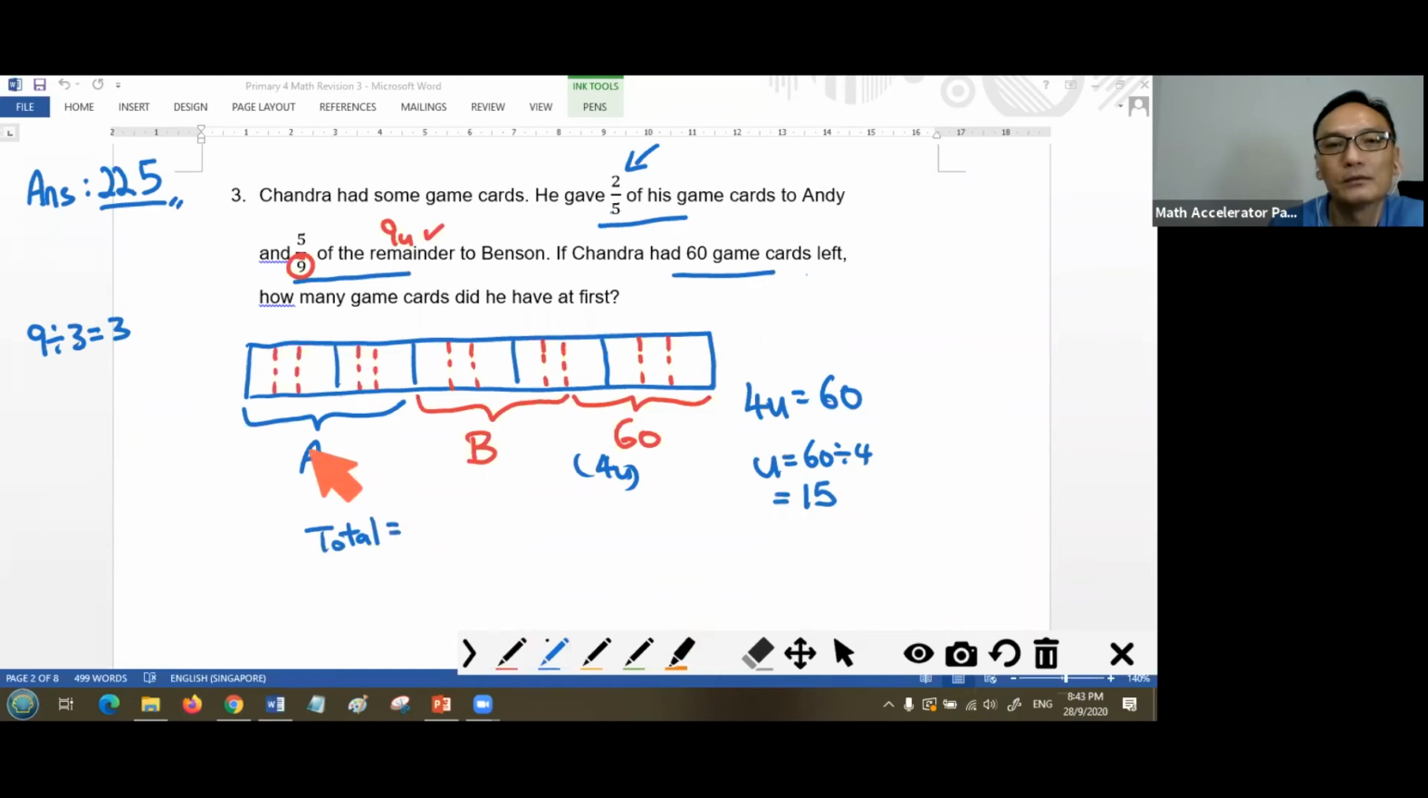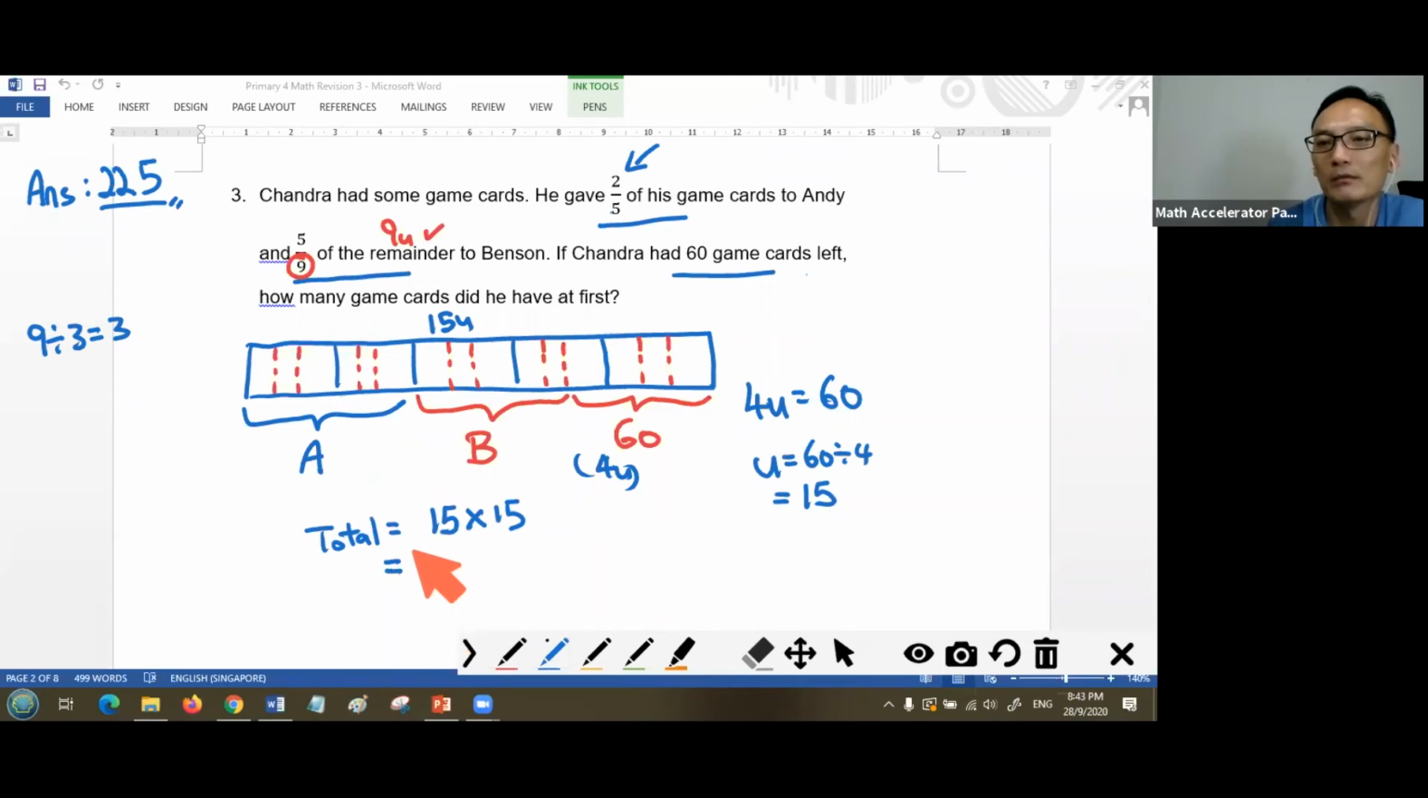Right? Total. Each big unit is split into 3. So 1, 2, 3, 4, 5. 5 times 3, there should be how many units? In total, there are 15 units here, right? Do you agree with me? You do, right? So 15 units. And each unit is 15. So 15 times 15. Are you able to handle 15 times 15?